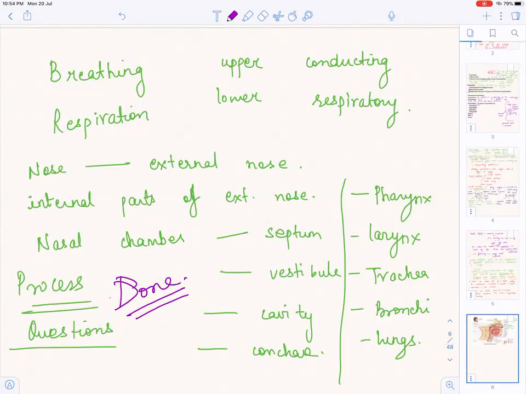Right. So in the next video, I'll do the pharynx and larynx for you guys. Till then, revise and study the pharynx, larynx, trachea, bronchi, lungs, and process so that you're able to better understand and absorb what I'm saying. You don't have to just learn these things. You just have to read the chapter once if you want. Or if you don't want, you can first study and then read.